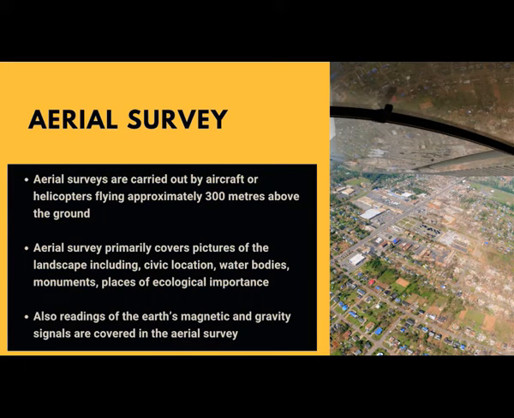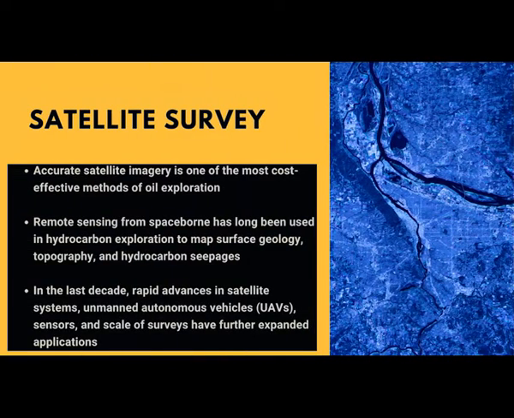And primarily it covers pictures of the landscape, including civic location, water bodies, monuments, places of geological importance. Also, readings of the Earth's magnetic and gravity signals are covered in this aerial survey. So, this is the very first step where we try to get a picture of Earth's surface and we are trying to identify the oil occurring bodies. And once we come to know about places of importance, then we will be able to identify whether it makes sense to do the drilling activity there or not. The next kind of survey is satellite survey.